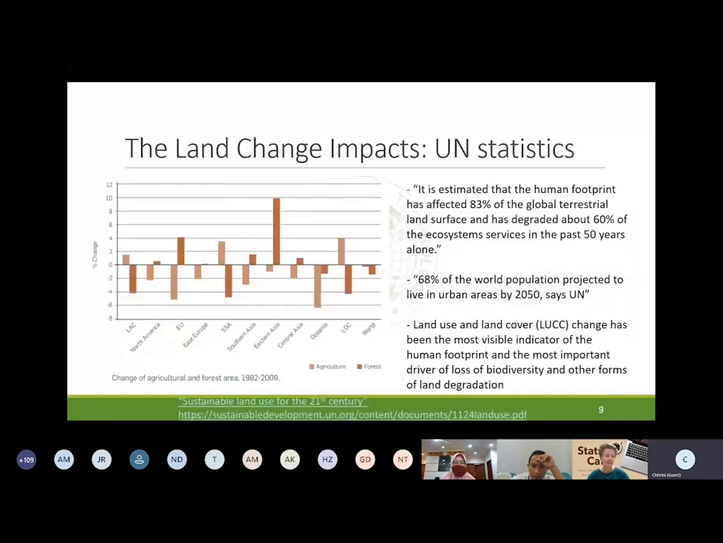Now, the UN has already estimated that the human footprint has affected 83% of the global terrestrial land surface and has degraded about 60% of the ecosystem services in the past 50 years alone. Land use land cover change has been the most visible indicator of human footprint and the most important driver of loss of biodiversity and other forms of land degradation. And we already realize we probably need to work together in a direction of development and sustainability, wherever you are probably working in.